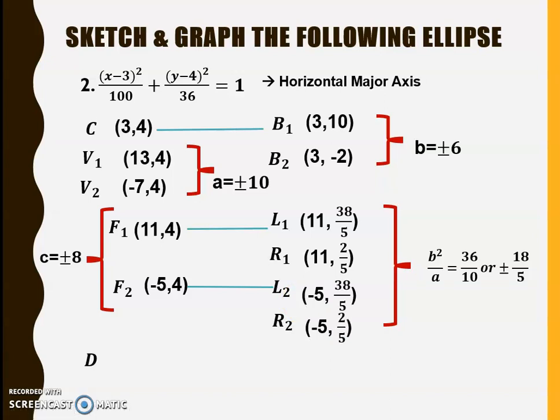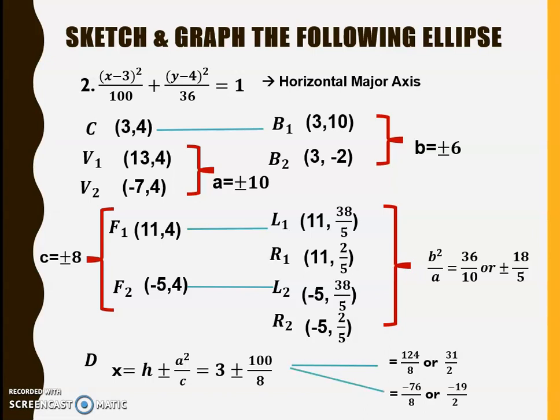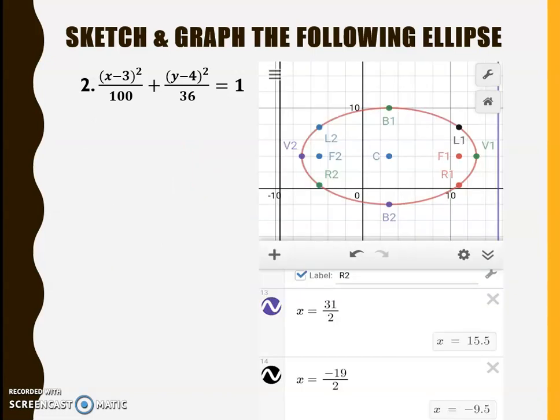And how about the directrix? The directrix will be x equal to h plus or minus a squared over c, or 3 plus or minus 100 over 8, where 100 is a squared and 8 is c. That will have two values. So 124 over 8, or 31 over 2, and the other value will be negative 76 over 8, or negative 19 over 2. And how does the graph look like?